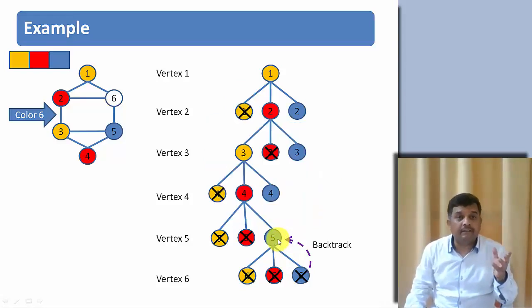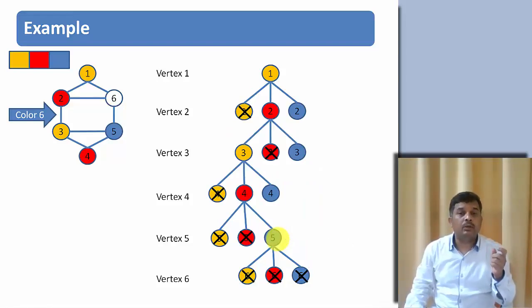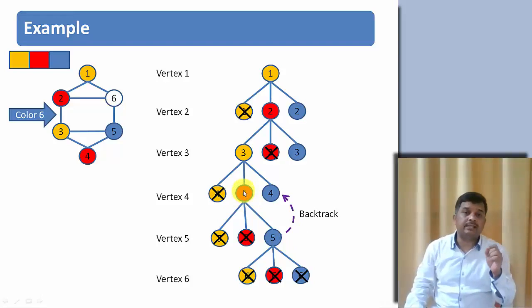No, I don't have any other option. So what I'll do? Again I'll go back. I have colored vertex 4 as red. I have one more option I can give. I can choose blue also. So let us choose blue instead of red at vertex 4.